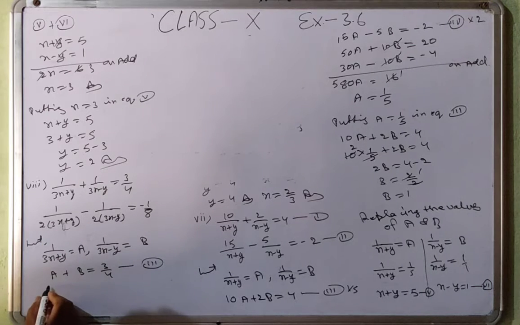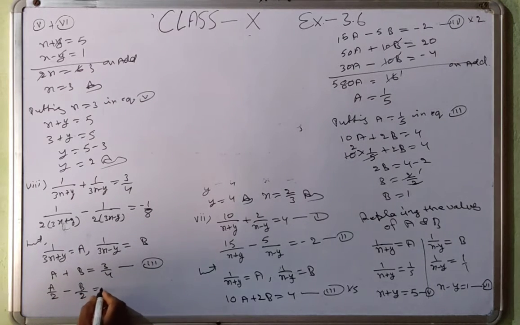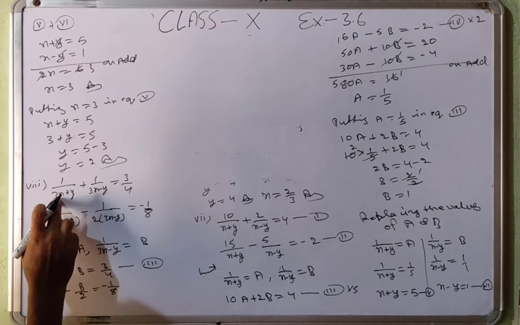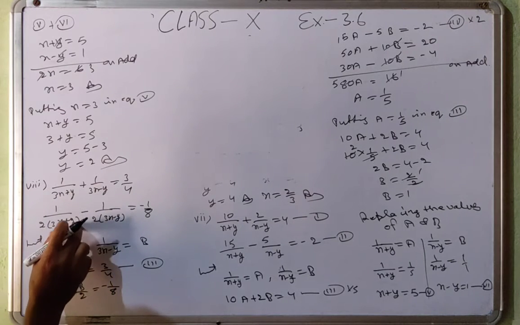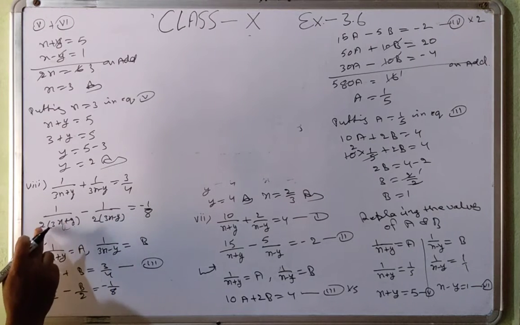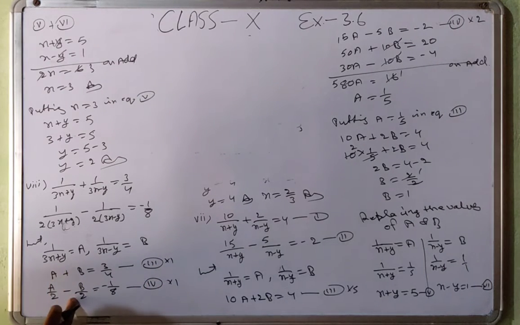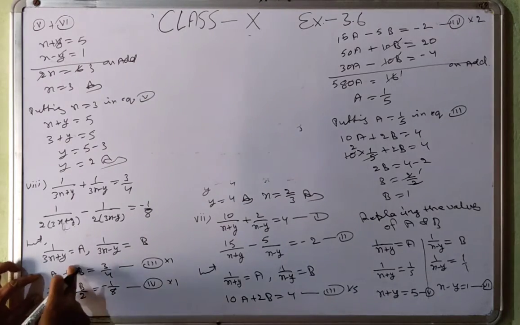And then that will be a upon 2 minus b upon 2 is equal to minus 1 upon 8. Why has this come? Because the 2 is separate. This is 3x plus y, 3x plus y, so it will come the same. This is the fourth equation. By multiplying by 1, the equation will be balanced.